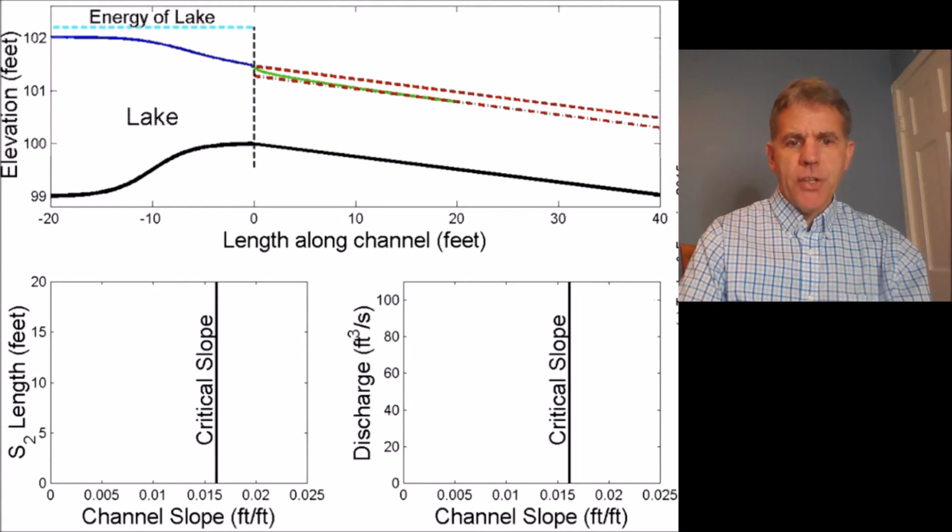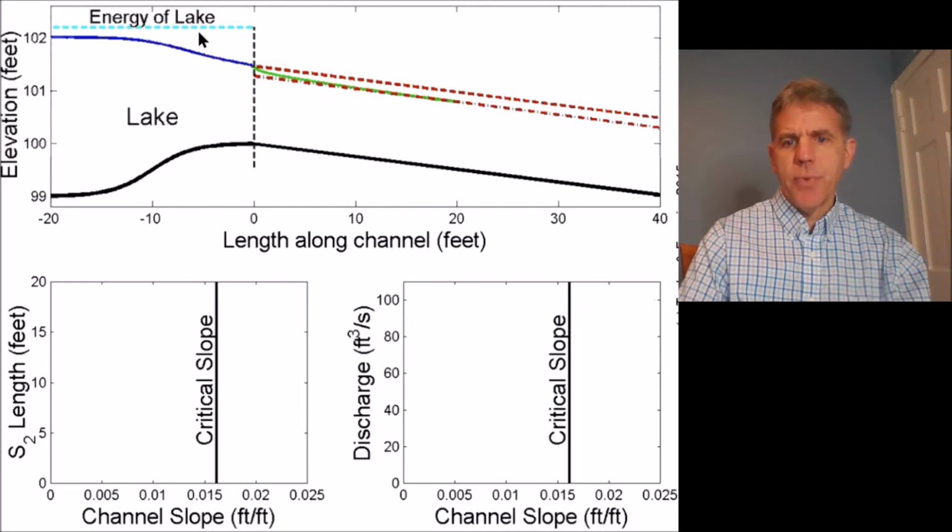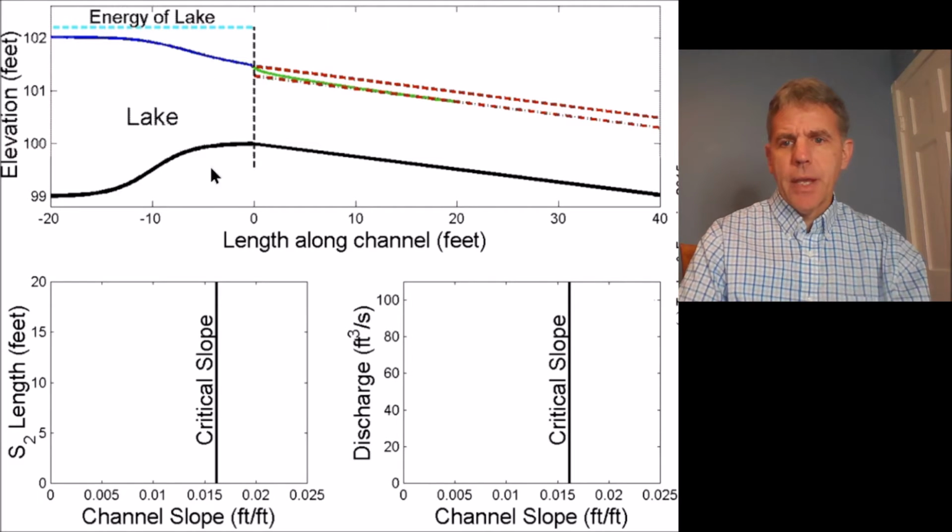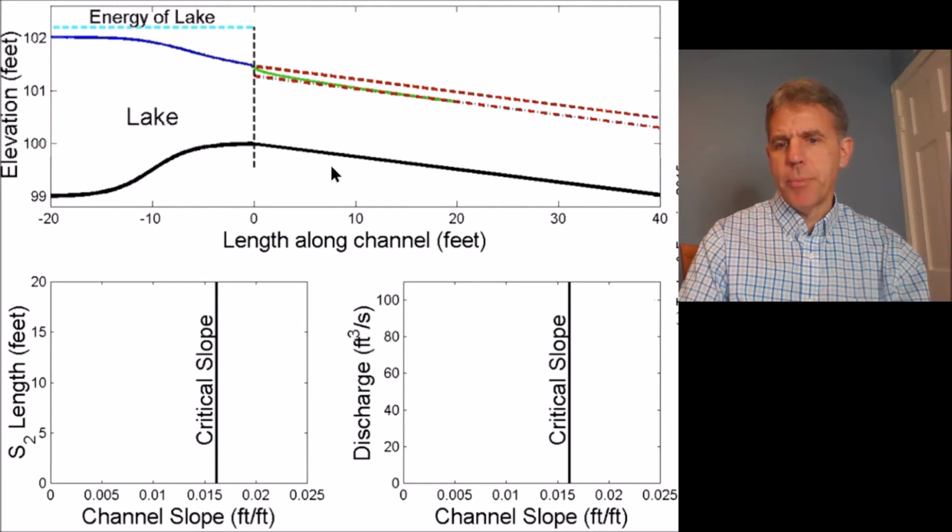Before we start this animation, let's first go over the different subfigures on the screen. This upper graph is simply a depiction of the system itself. We have a lake at the upstream end, and the total energy that's provided by the lake is shown by this dashed cyan line. The water surface is shown in blue. We have a channel here, and as you'll see as the animation unfolds, the slope of the channel will change.